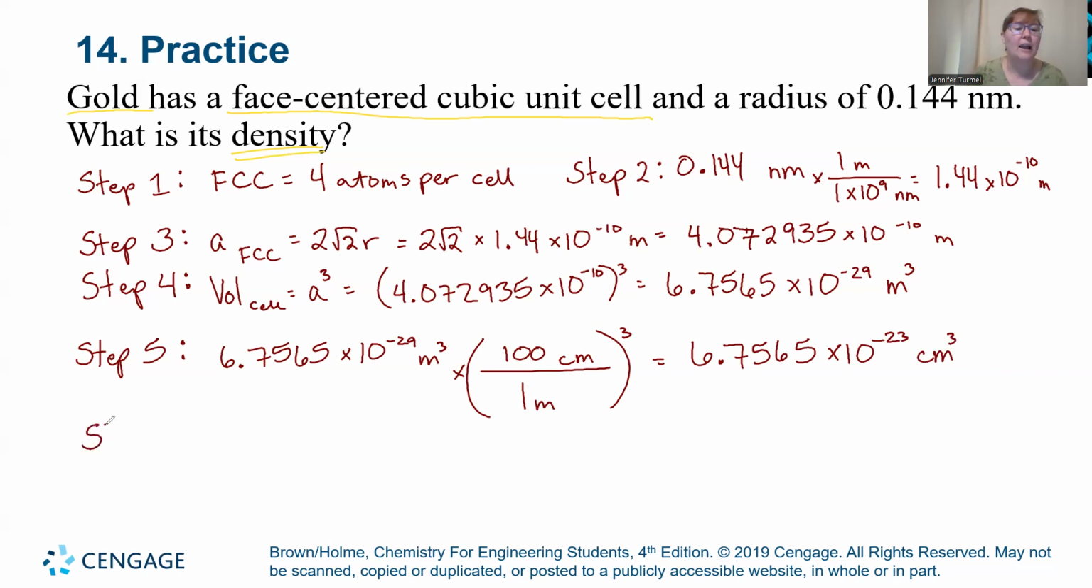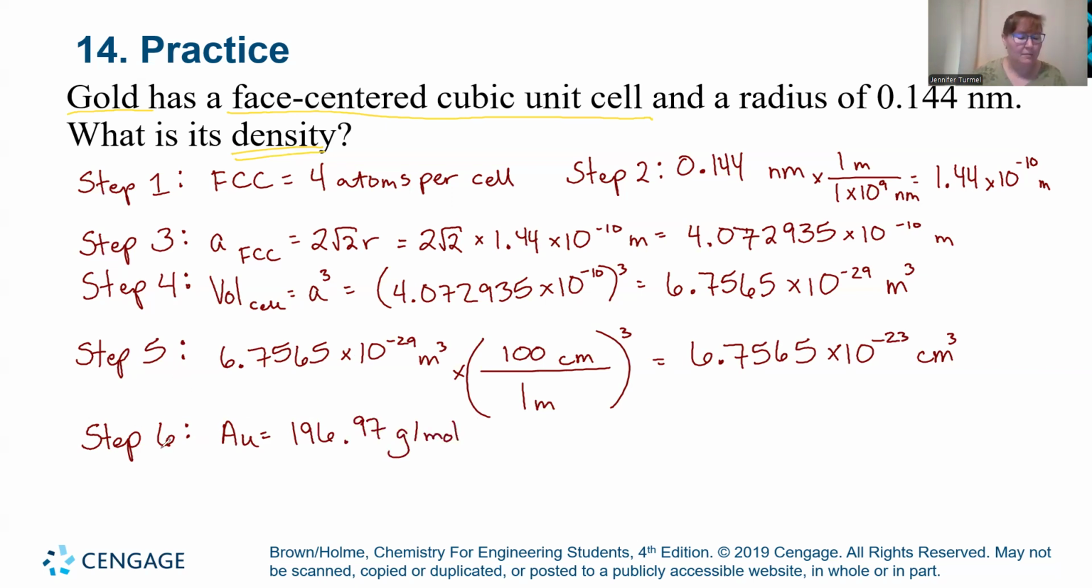Okay, so now we have step 6, and that is to find the mass of a unit cell. So remember that gold from the periodic table has a mass of 196.97 grams per mole.